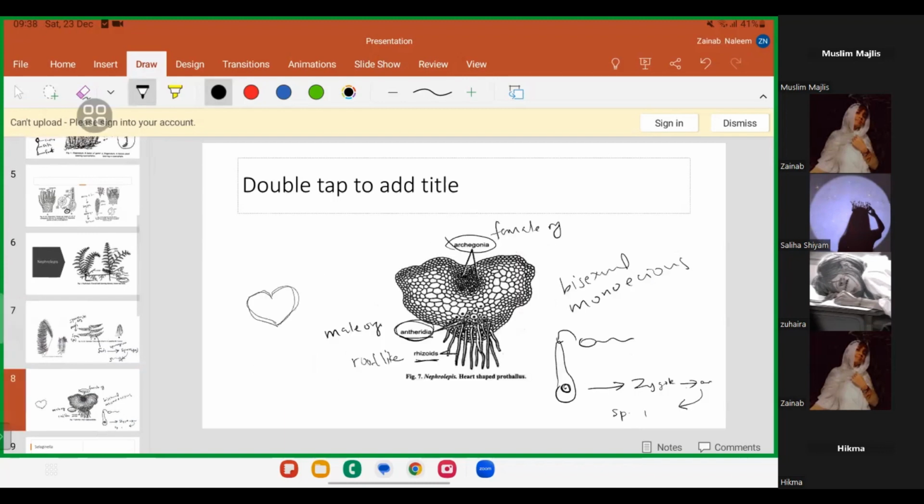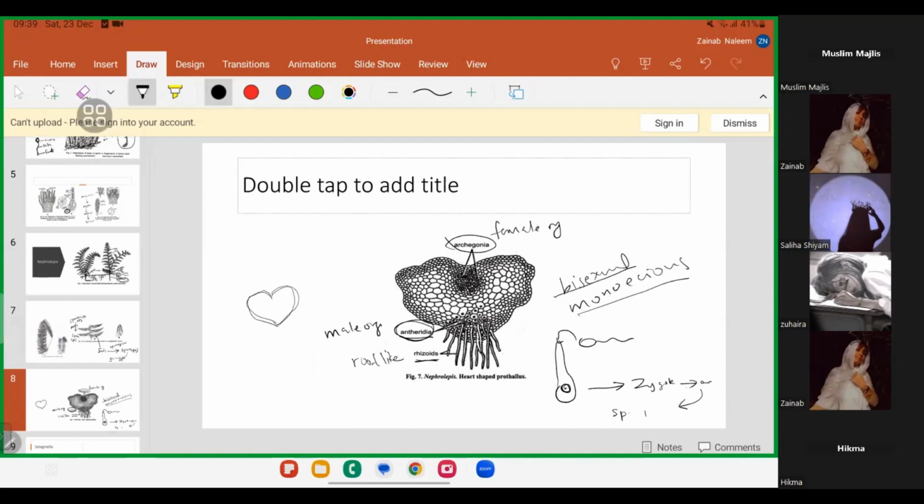This is the gametophyte, which is heart-shaped, macroscopic, and photosynthetic. It is green in color. It is the bisexual or monoecious part. It has the archegonium and antheridia on the same side, on the ventral side, and it has rhizoids, which are root-like things.